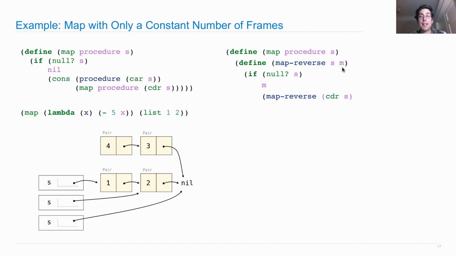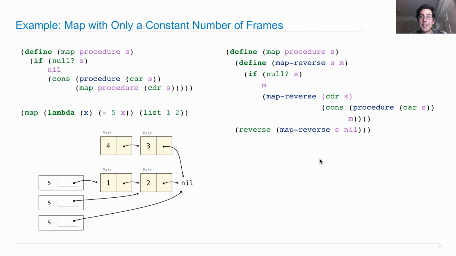And what we're going to do is we're going to cons on the next element of the resulting mapped list. So we cons on the result of calling the procedure on the car of S. And what's the rest of that? Well, that's the M we've constructed so far. So we're going to start out with a nil. We're going to add the 4 on first, and then we're going to add the 3 on, thus giving us our list in reverse order. So finally, we need to call reverse on map reverse S nil.